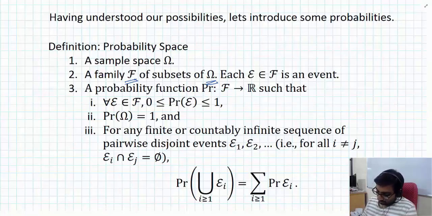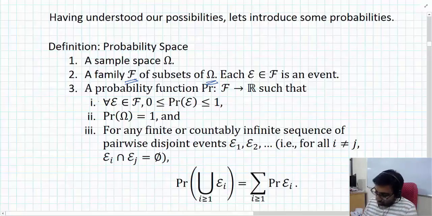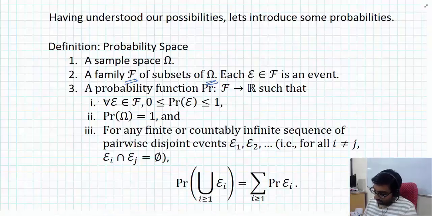Now we need to define a probability function. It's basically a function that maps each event to a real valued number, and this probability function must obey some basic axioms. First of all, probabilities are a measure of likelihood, and they range from 0 to 1. If it is 0, then it's impossible for that event to occur, and if it's a 1, the event must occur.